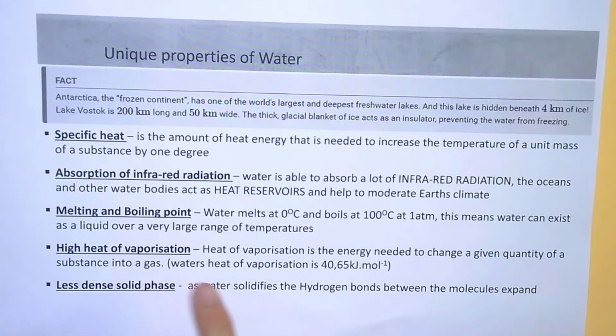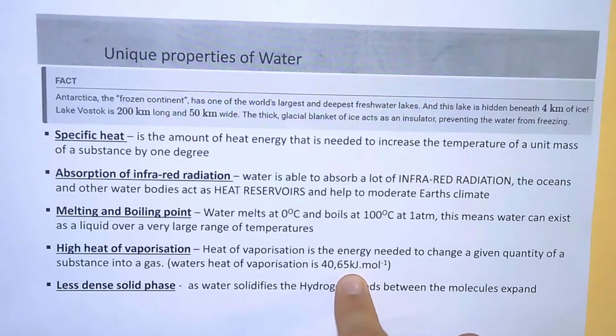Then high heat of vaporization. The heat of vaporization is the energy needed to change a given quantity of a substance into a gas. For water, it is 40.65 kilojoules of energy per mole of water. That means the water has to absorb a massive amount of energy before it vaporizes, before it turns into a gas.